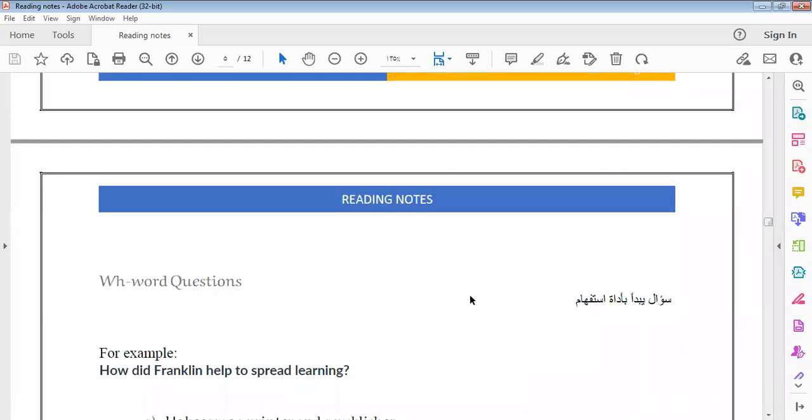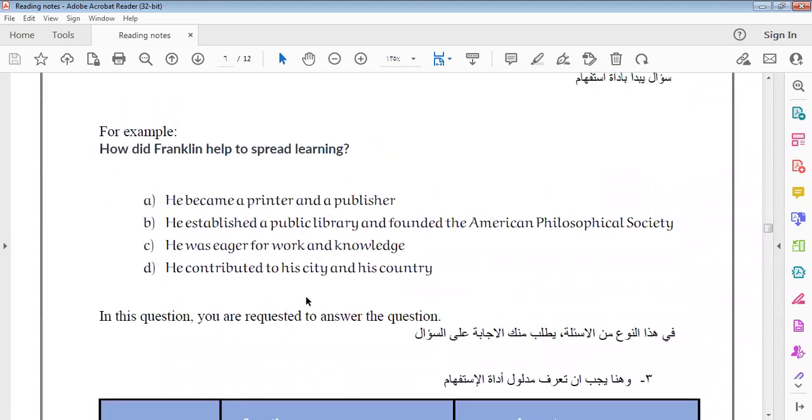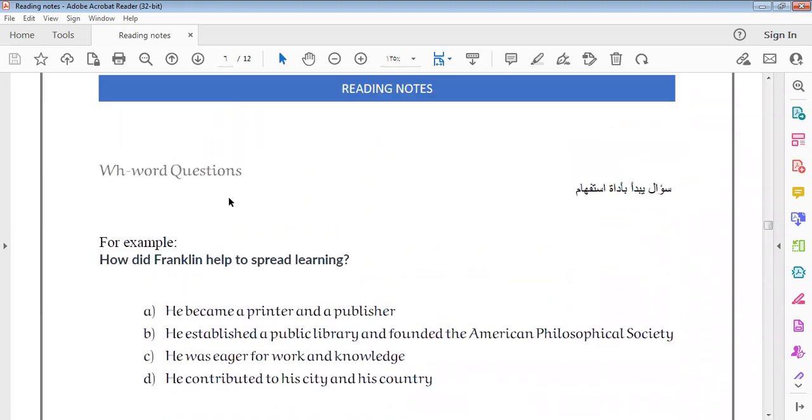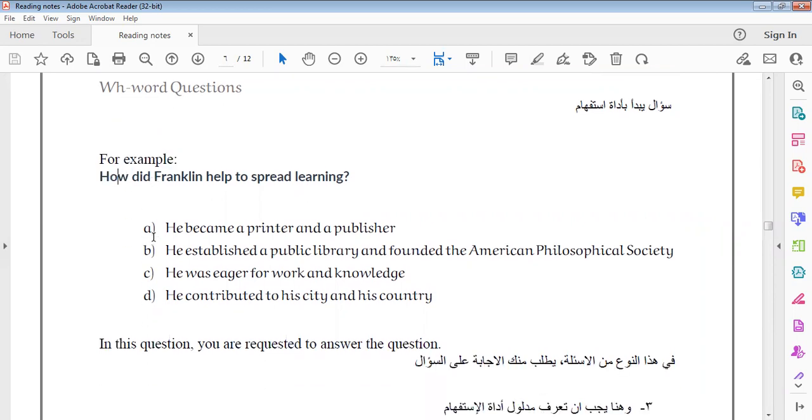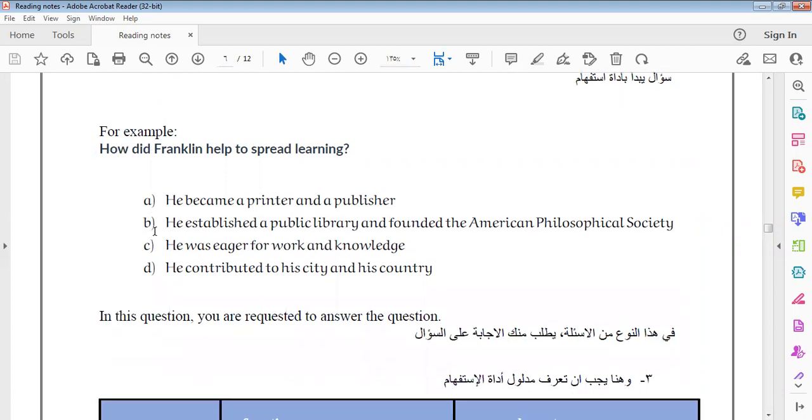Let's go to the WH word questions. In this question, what is very important for me is that we know the meaning of the key, the WH word question. The meaning of the question word. Here you must know what is required.